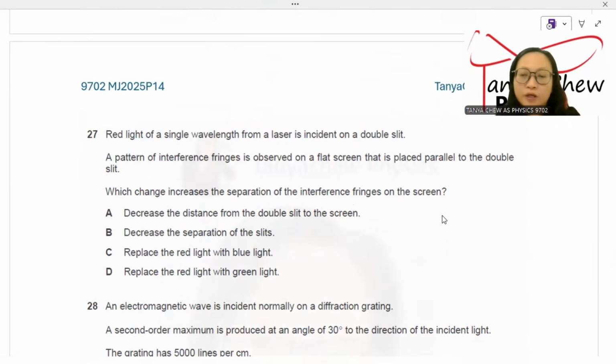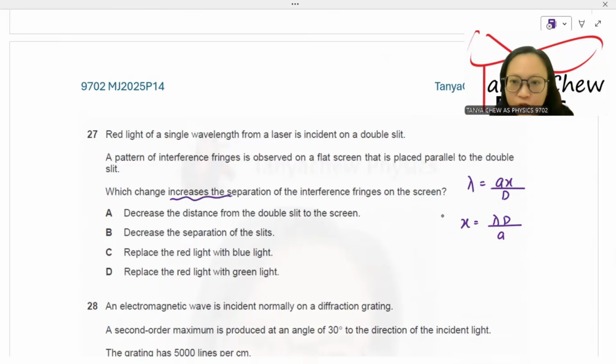Do you recall the interference equation? Lambda is equal to ax over D. Lambda is the wavelength, a is the slit separation, x is the fringe separation, and D is the distance between the double slit and the screen. Now, x as the subject, x equals lambda D over a. I want to increase the separation of the fringes, so I have to increase the wavelength, or increase the distance between the double slit and the screen, or decrease the slit separation.